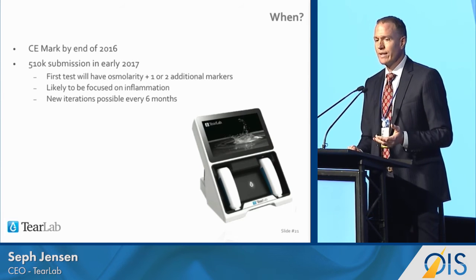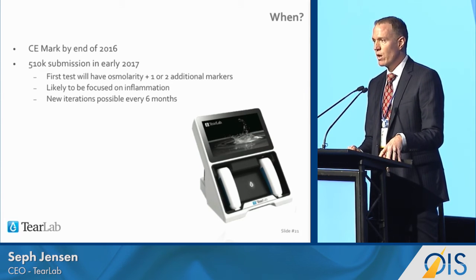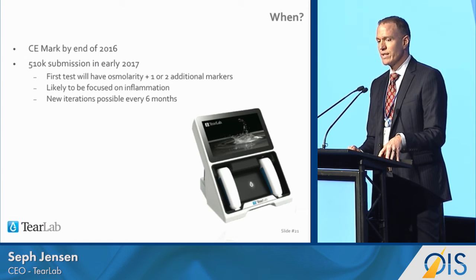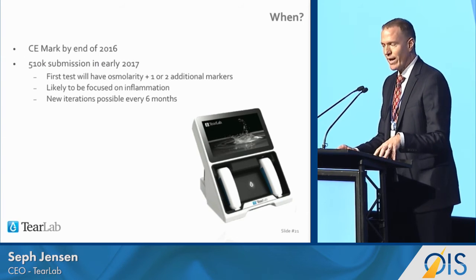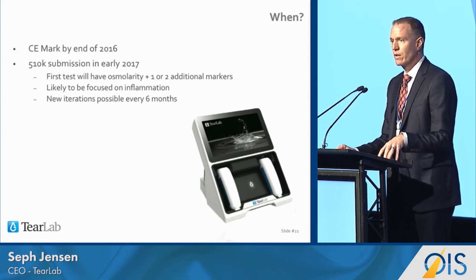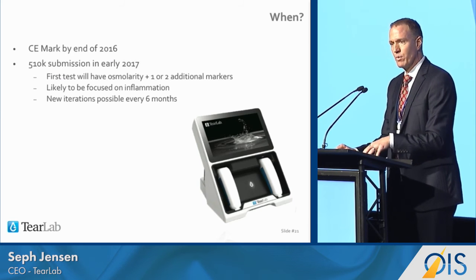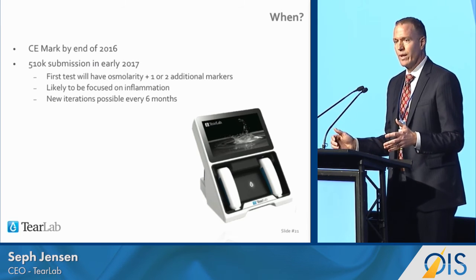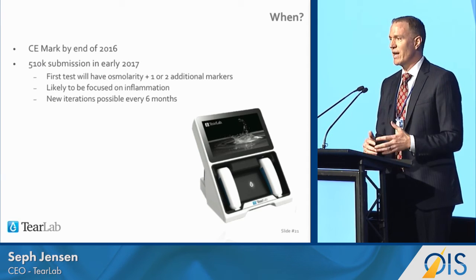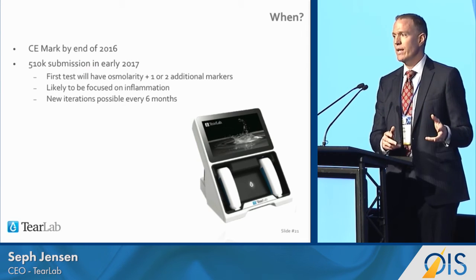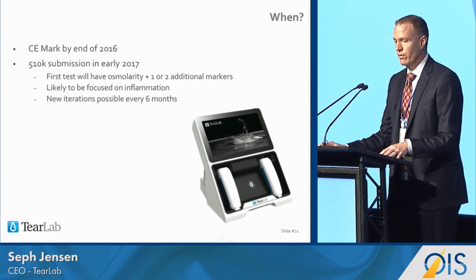So where are we in the process? We're on pace to have CE mark by the end of the year. We will have our 510(k) submission in early 2017. Our plans right now are that we'll have 1 to 2 additional markers with our next test. All of our tests will always have osmolarity. Our next test is likely to be focused on inflammation, but what's important is that we truly have a platform, and we're going to be able to bring out new iterations every 6 months. And where we go will be determined by where's the greatest need and where can we add the most value.